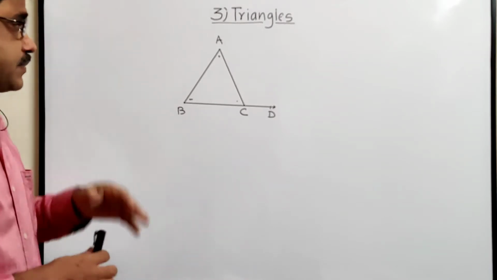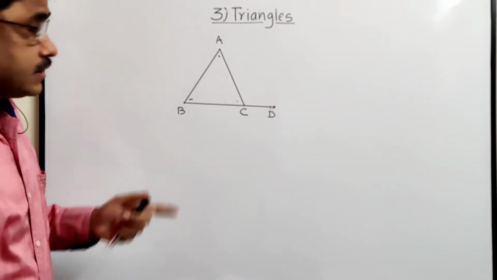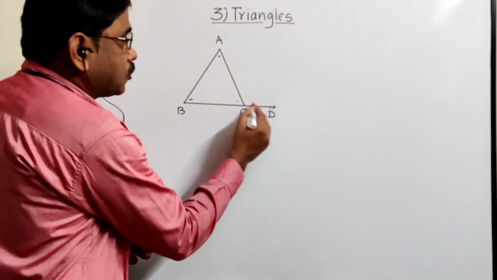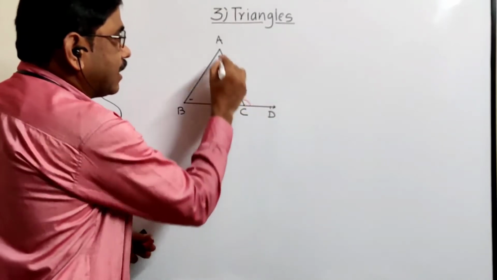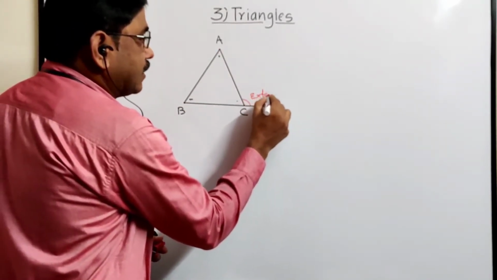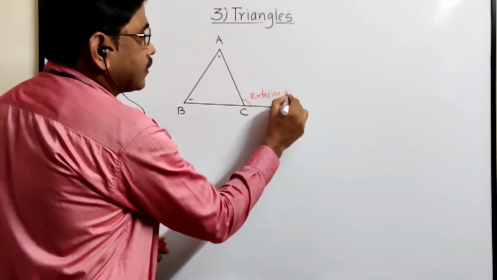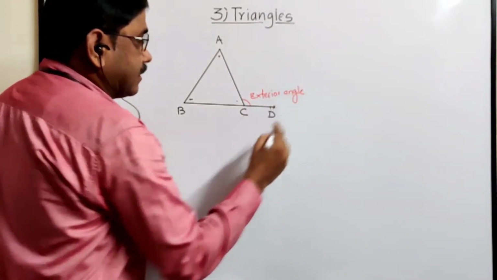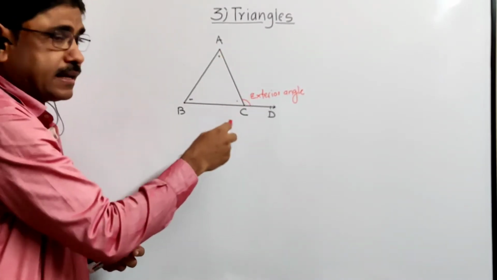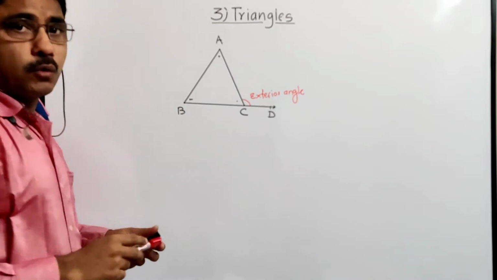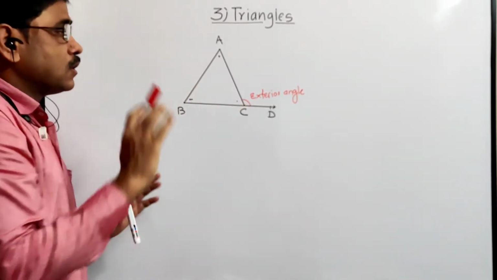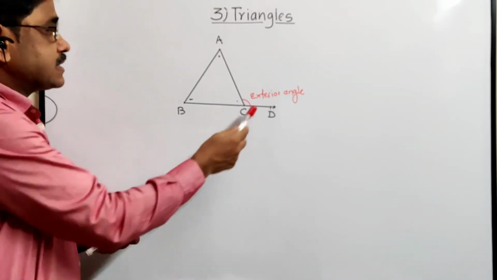Now here in this figure, if we extend this side BC up to D, then we get this angle ACD. It is called exterior angle of triangle. Now how many exterior angles are there? At this vertex we get two exterior angles. Here we get two, here we get two. And at a same vertex, the exterior angles are always congruent. So here it is the exterior angle.